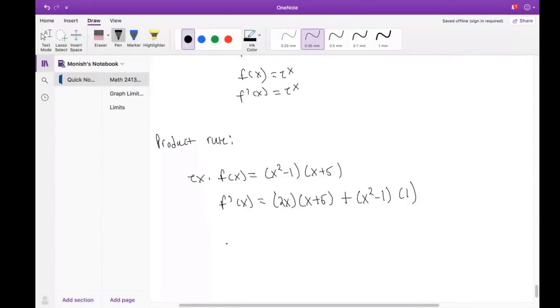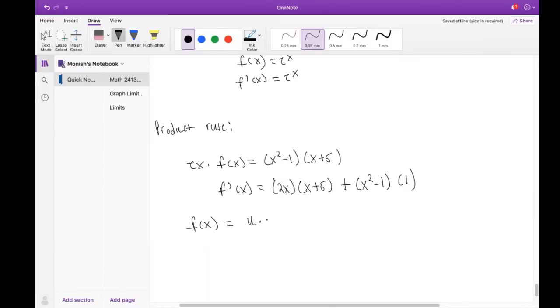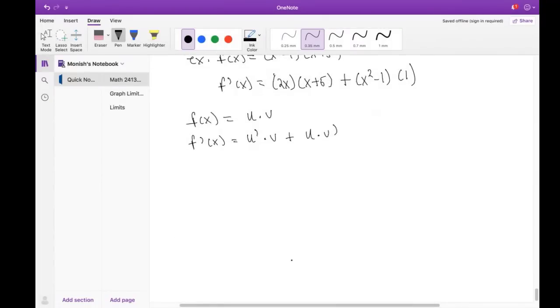So I'll go ahead and write the general formula now. If I have f of x is u times v, like you guys said, it's f prime of x equals u prime times v plus u times v prime. So that's the product rule.